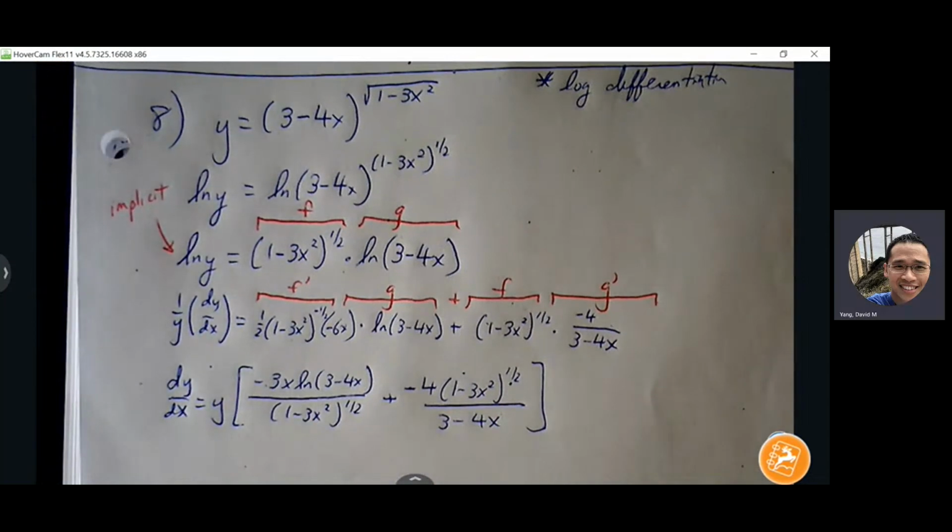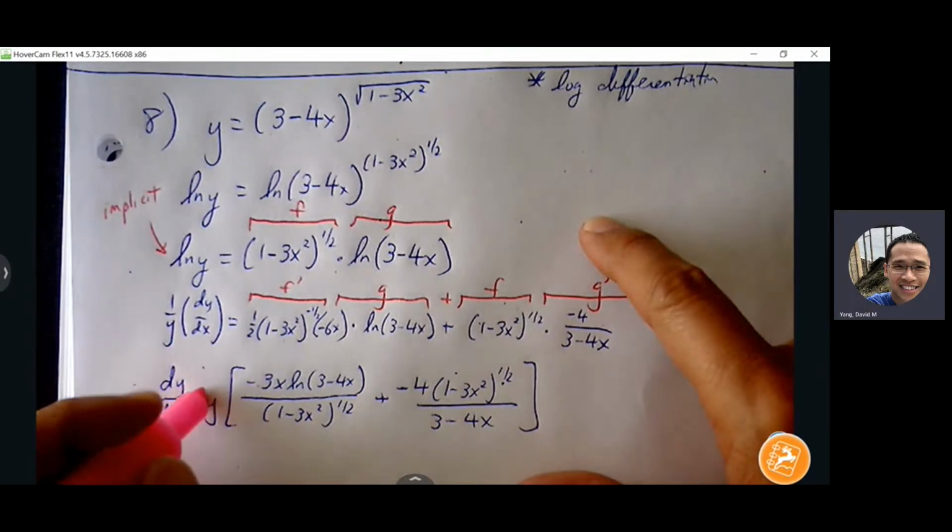Okay, one final step. Something about that y there. Yeah, replace the y with the given function, right? Original.